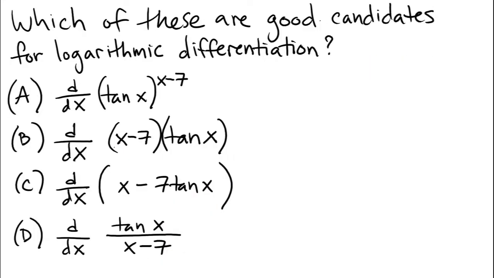So here are 4 derivative questions. What is the derivative of tangent x, all raised to the x minus 7? What's the derivative of x minus 7 times tangent x? And what's the derivative of the quotient tangent x divided by x minus 7? And my question to you is, which of these are good candidates for logarithmic differentiation?